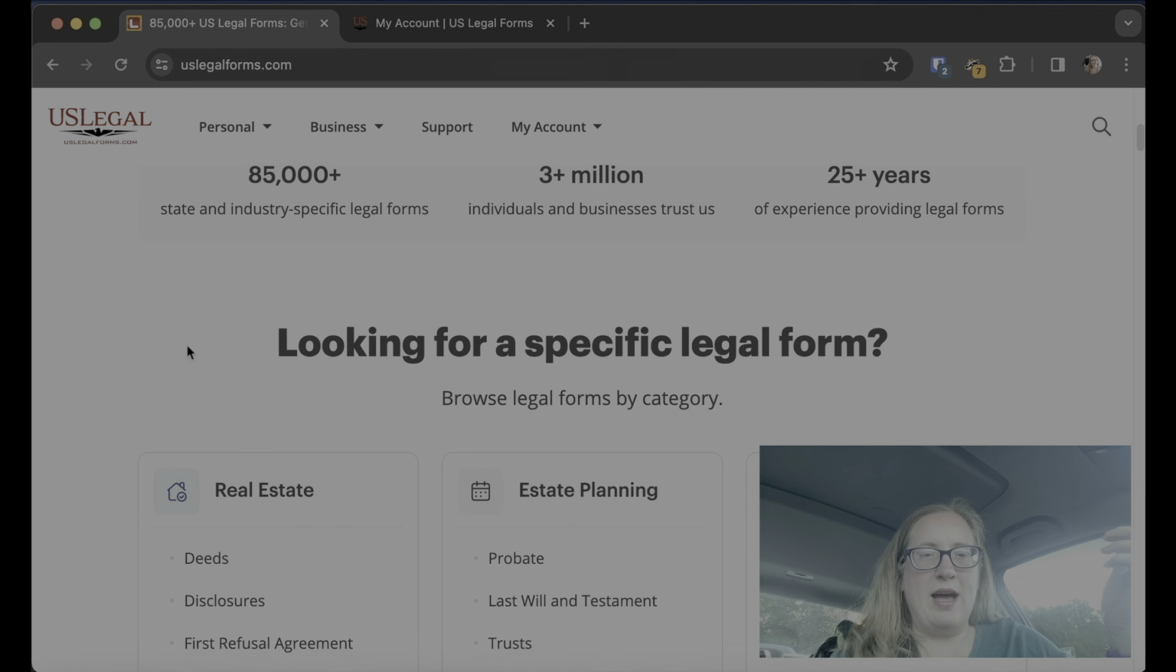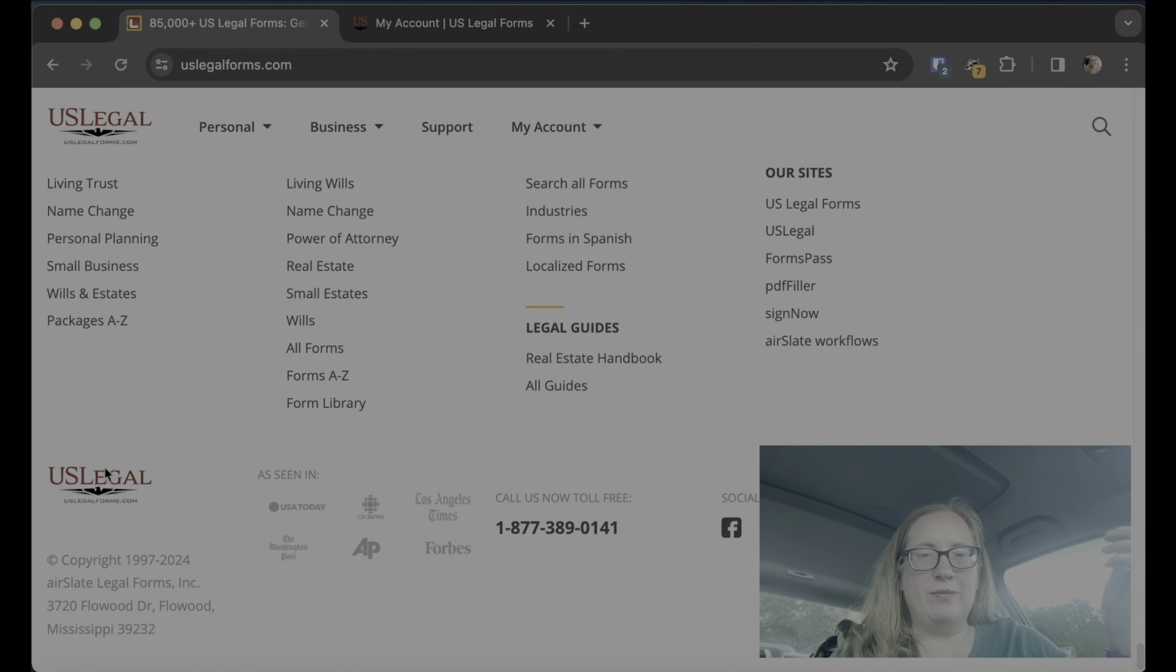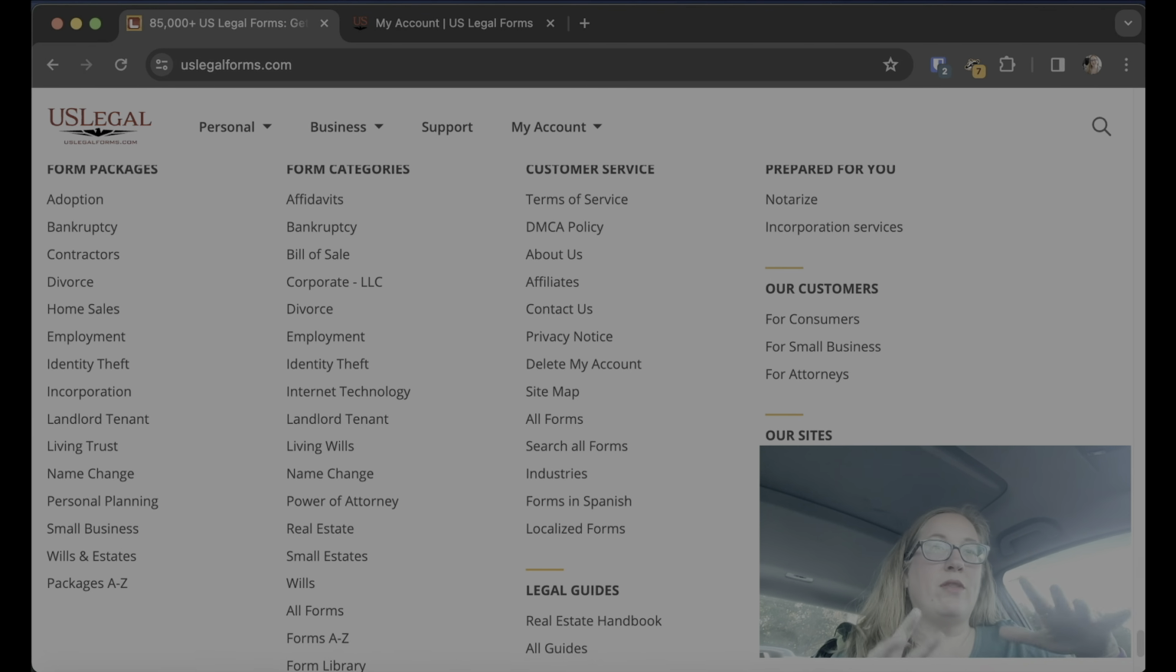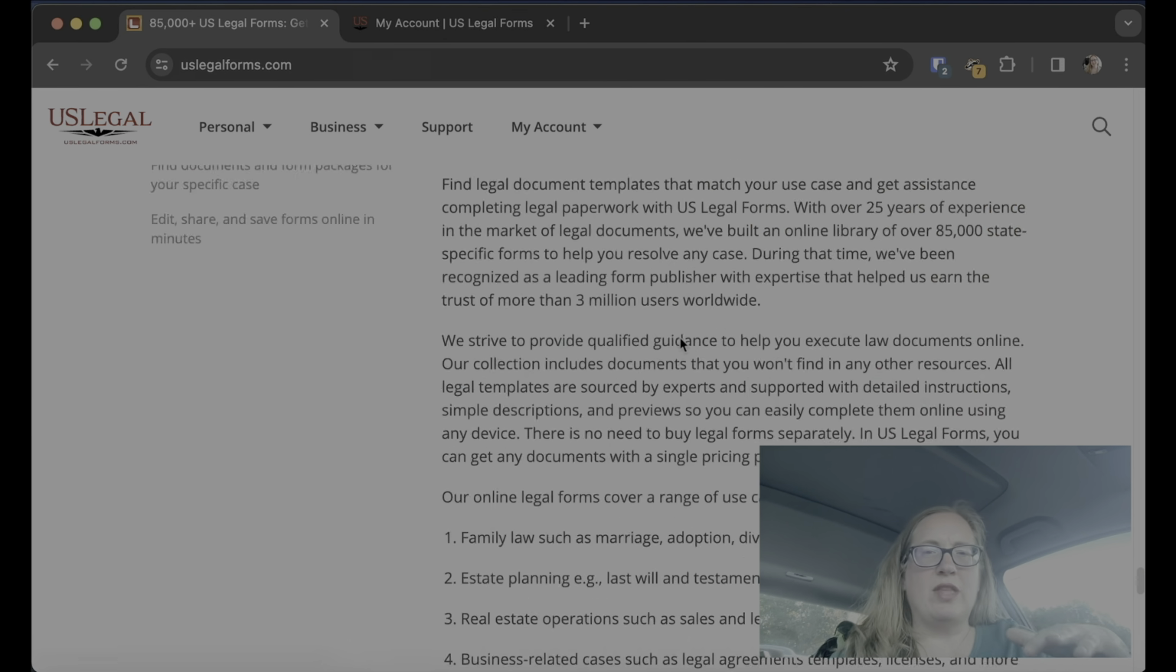Let's also look way down at the bottom. I'm going to just show you this because they also have many other companies that they're affiliated with, including PDF stuff, signing document things, a whole bunch of other resources you can utilize for that. They also have forms in Spanish, which I think is interesting too. And they have a way you can do notarization. They also have incorporation services that I haven't checked out yet.